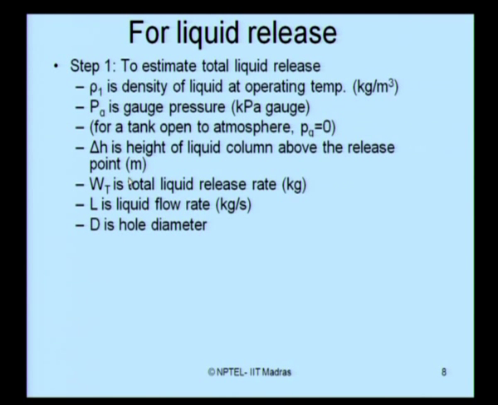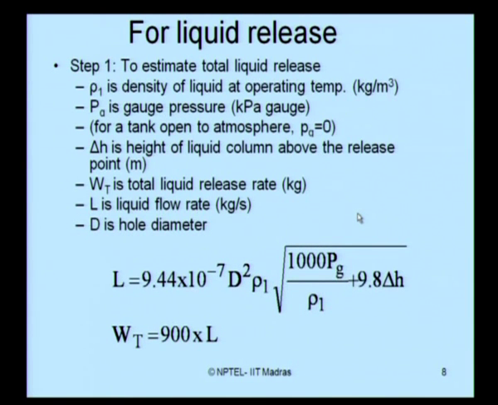For example, you have a big container or a containment. The containment has a specific height delta H of the liquid column and the release is happening at the bottom. Try to find delta H in meters. Wt is the total liquid release rate which is given in kg, and L will be the liquid flow rate, where D is again the whole diameter through which the liquid is getting released.